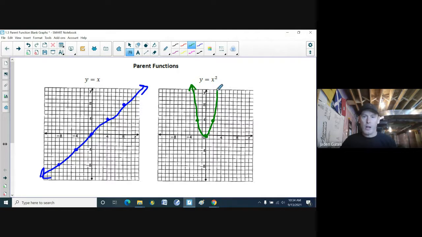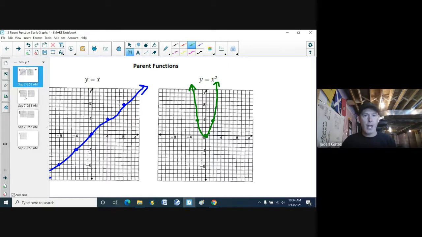And there's what our parent graph looks like, which means the original without any transformations, which we are going to talk about on Wednesday. All right, so there's our linear, again supposed to be a straight line, and our parabola, quadratic. There are a couple others we're going to look at.